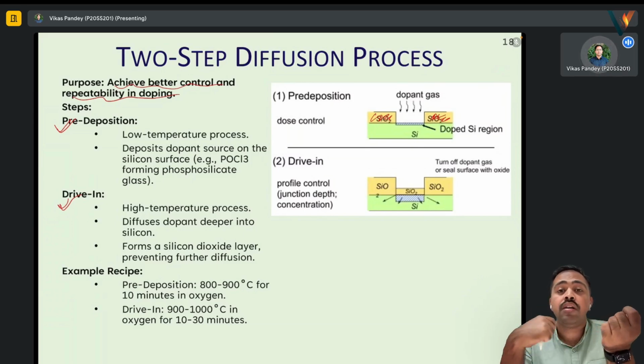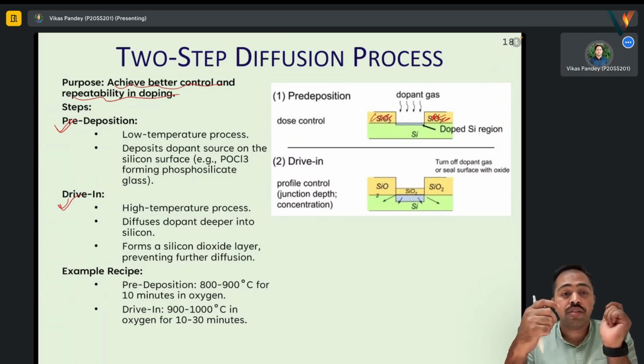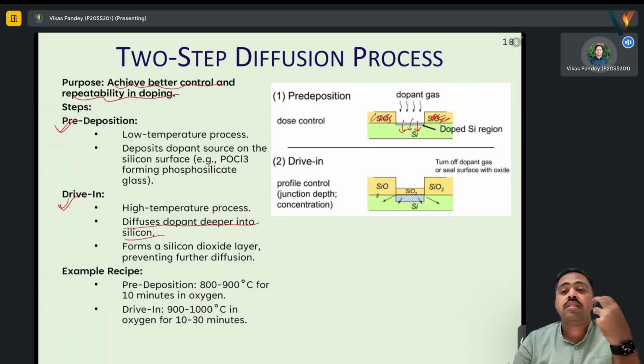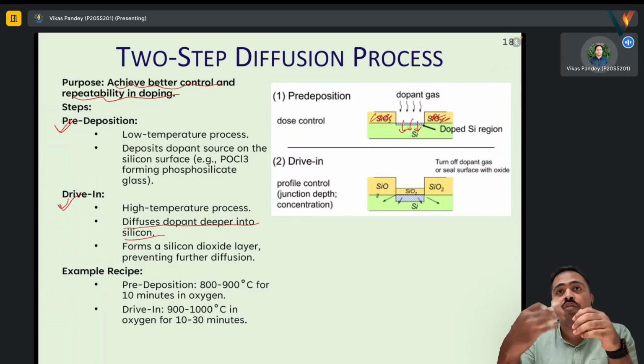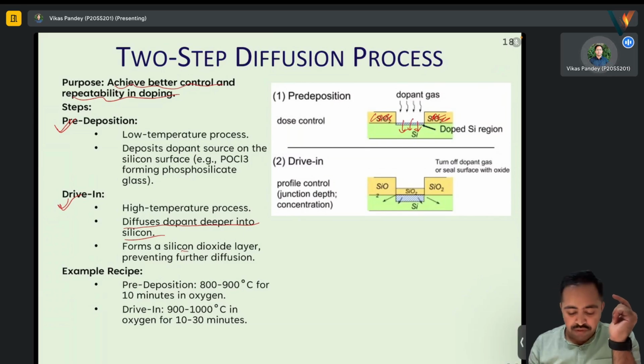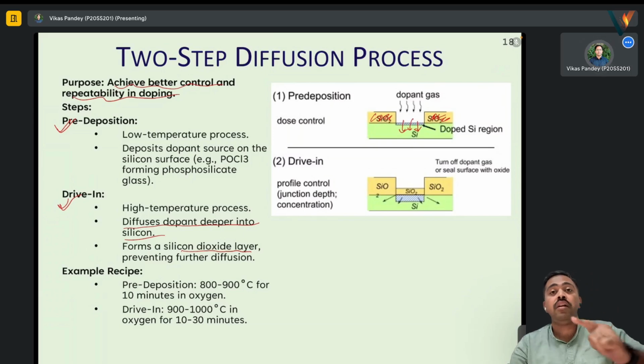Then comes the drive-in, that is a high temperature process. This diffuses the dopant deeper into the silicon. So from the top, it will go in. And on the top, since it is a high temperature process, silicon will also oxidize, and this formation of a silicon dioxide layer will actually prevent the diffusion from going very deep. It will actually control the amount of diffusion also.